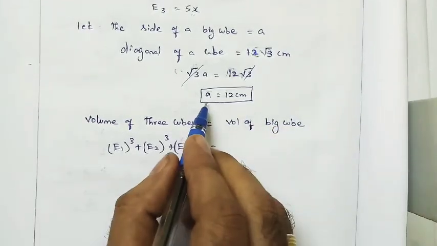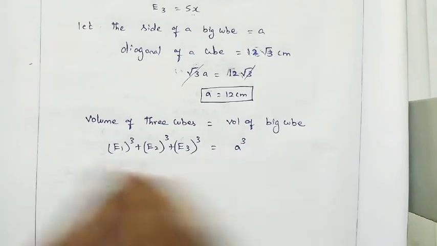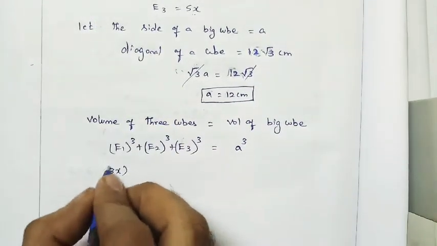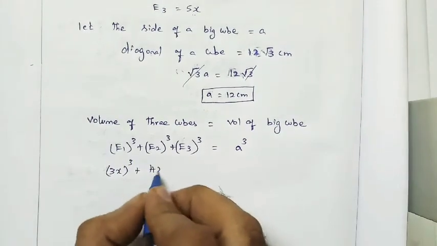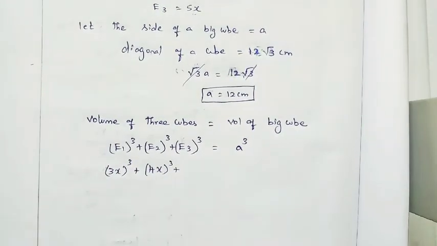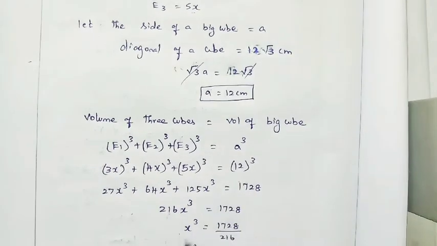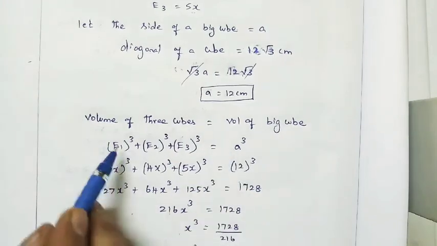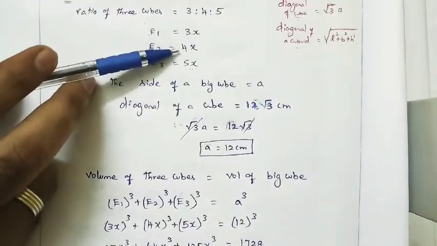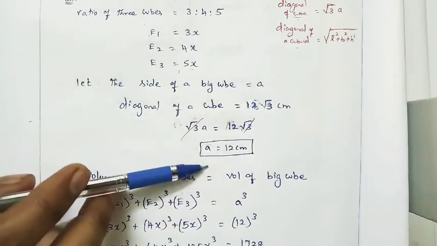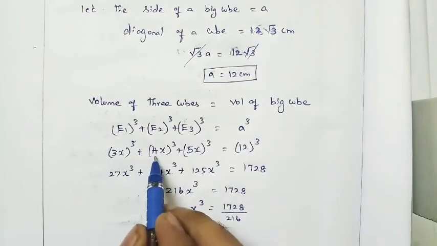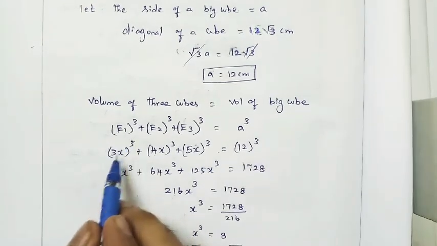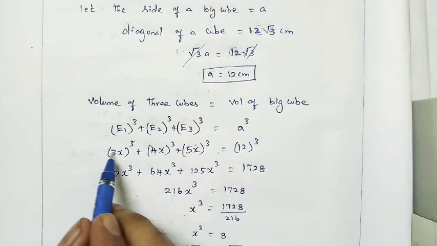What is the volume of the big cube, with side A? A cube, right? I'm just writing the formula. Now we know the values, just substitute. So 3x the whole cube plus 4x the whole cube plus, I'm simplifying after that, I'm just explaining now. E1 cube plus E2 cube plus E3 cube is equal to A cube. What is the value of E1? E1 is nothing but 3x, E2 is 4x, E3 is 5x, and A is equal to 12. Just substitute the values. 3x the whole cube plus 4x the whole cube plus 5x the whole cube is equal to 12 cube. Apply the cube.